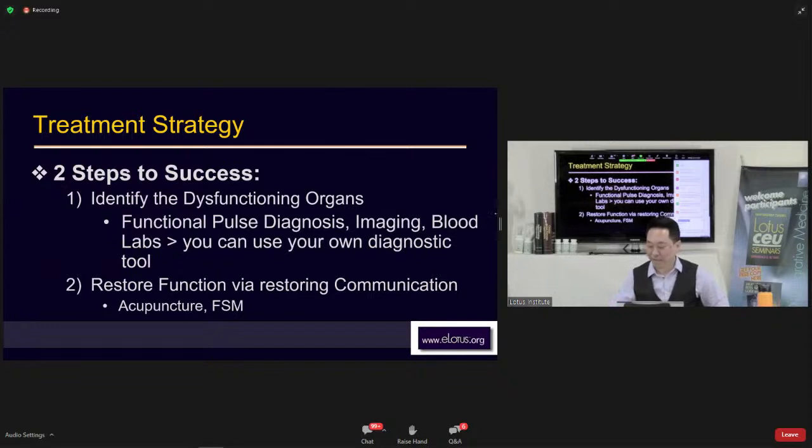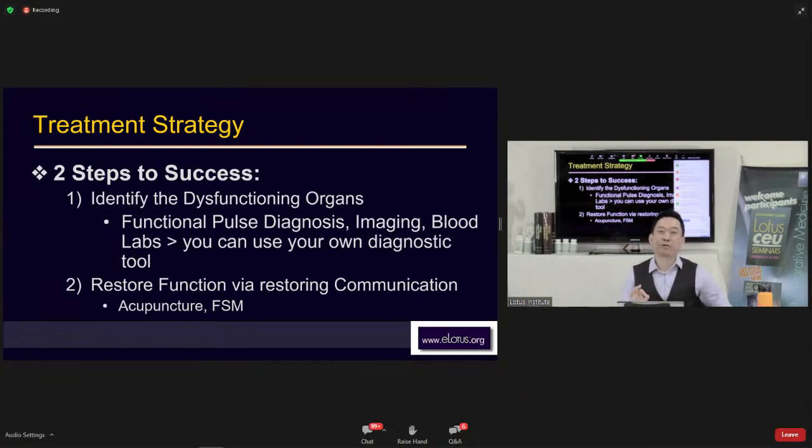Maybe it'll be like what's that movie? Black Panther. They had that little bed, and someone can just lay on it, and the computer just scans them and can identify every single organ dysfunction and whatever's going wrong. So that's coming, but right now we don't have that, right? So right now we use functional pulse diagnosis, imaging, and labs. You can use your own diagnostic tool. Some people use facial diagnosis, ear diagnosis, abdominal diagnosis, right?